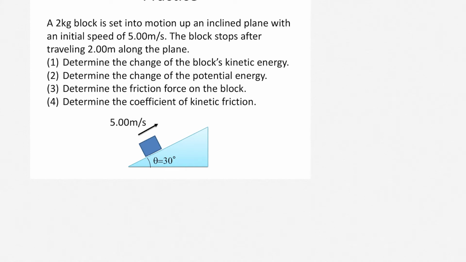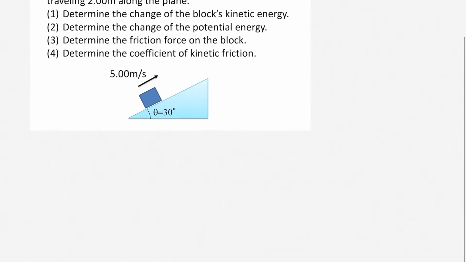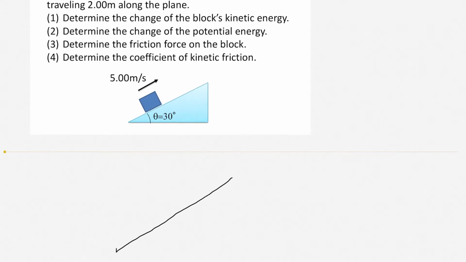So in this practice, a 2 kilogram block is set into motion up an inclined plane with the initial speed of 5 meters per second. The block stops after traveling 2 meters along the plane. So this situation, I would like to start drawing. This slope theta is 30 degrees. And originally this block starts moving with 5 meters per second.